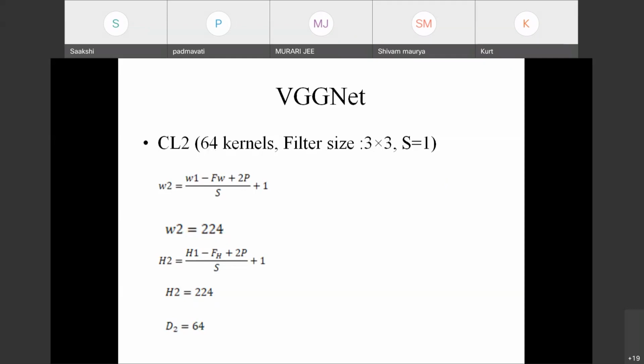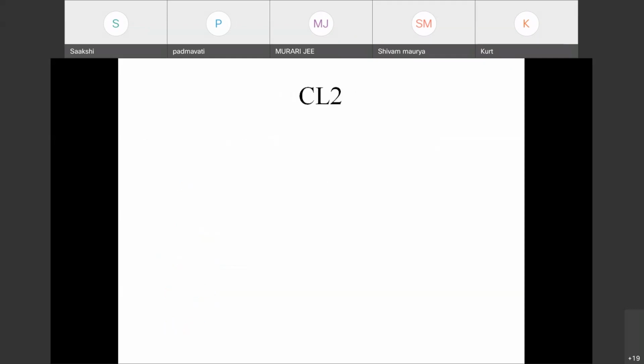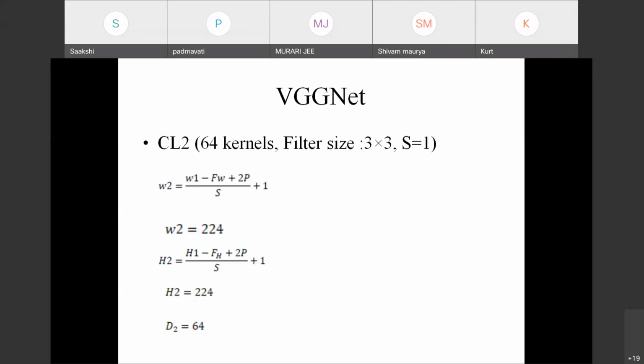With this information, again I have left the next slide blank. You need to compute the number of parameters required for this particular operation. Again, I will give you 2 minutes of time. If you need, you can refer to the slide.